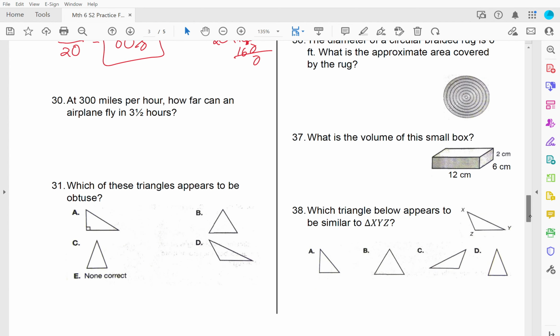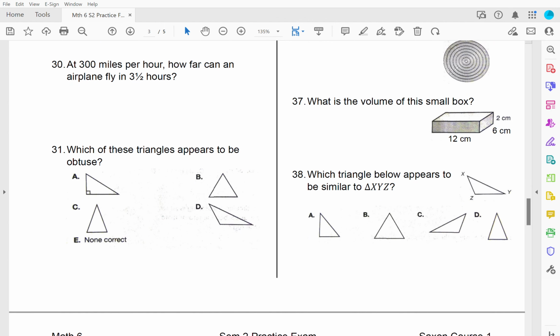Alright, 30. At 300 miles per hour, how far can a plane fly in 3.5 hours? So we have 300 miles, because that's what I want, because it wants how far, so I want distance, per hour. So if I multiply that by 3.5 hours, those will cross off, and I'll be left with the amount of miles.